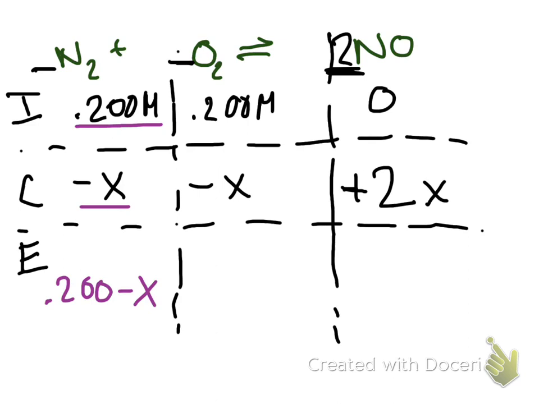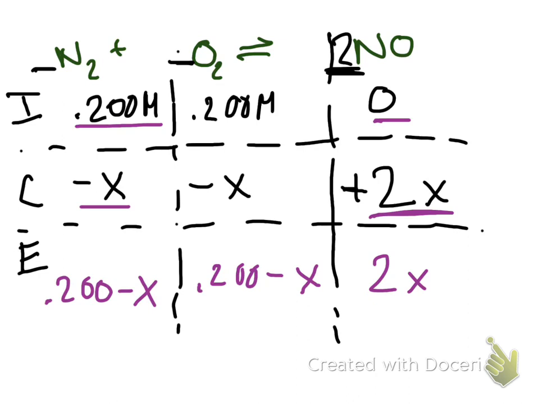The same goes with oxygen. We start with 0.200 molar of oxygen, and it loses x. So at equilibrium, we would have 0.200 minus x left of oxygen. And nitrogen monoxide starts at 0, and it gains 2x. So 0 plus 2x gives us 2x. So at equilibrium, we would have 2x nitrogen monoxide remaining.